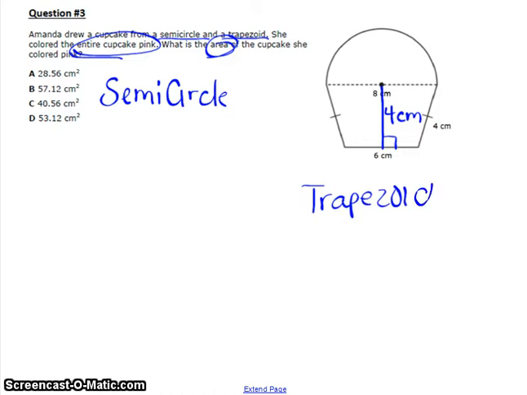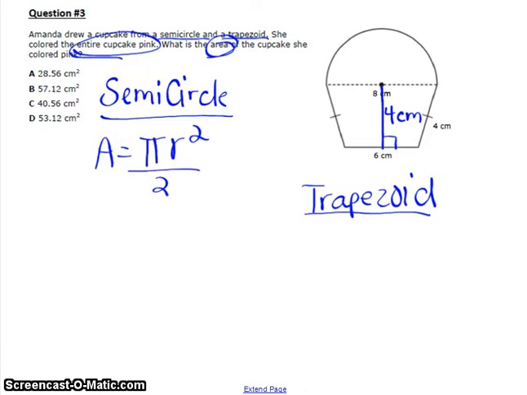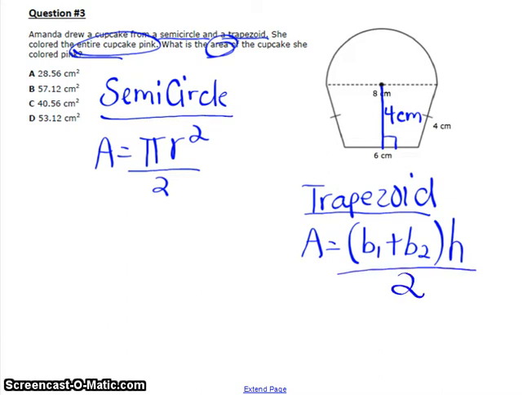Pause the video and go to your formula chart and find the area formula for both of these shapes. All right, we have an area formula for a circle, pi r squared, but since it is a semicircle, I am dividing that by 2. Your area formula for a trapezoid is base 1 plus base 2 multiplied by the height and divided by 2. So those are the 2 formulas you should have written from your formula chart.